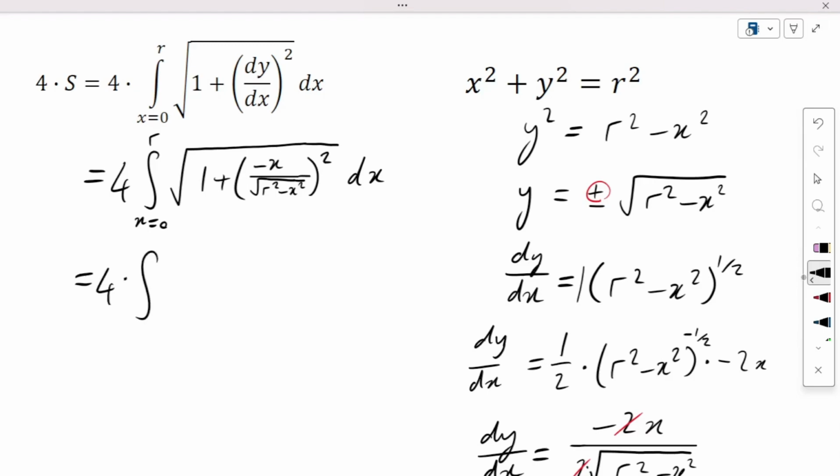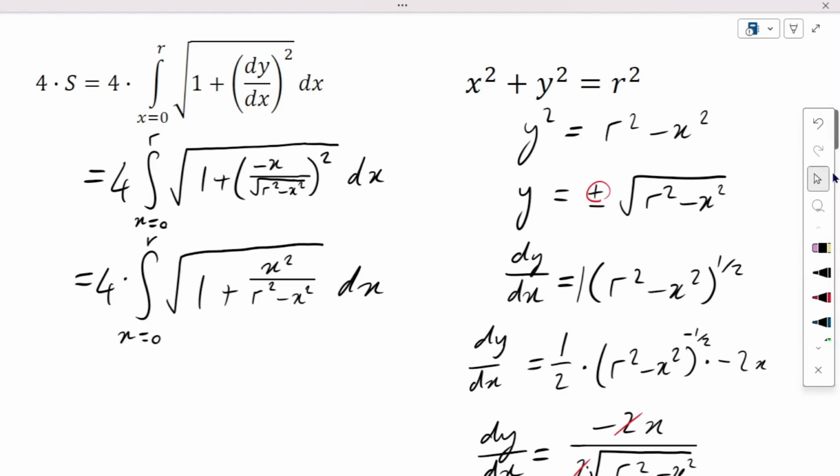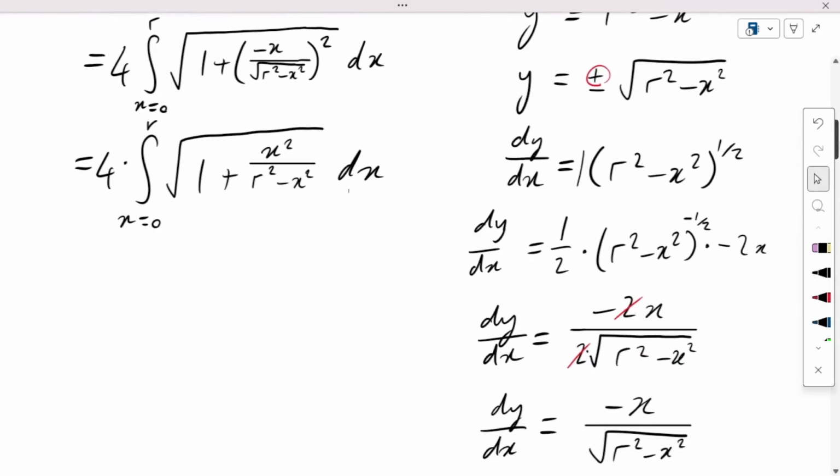This is 4 multiplied by the integral from 0 to r. And then we're going to have the square root of 1 plus, we're going to square this entire bracket here. So therefore, negative x all squared is equal to x squared divided by r squared minus x squared. Being squared, the square root just falls away. So this is going to be r squared minus x squared. This is dx with respect to x. Great stuff. And now from here, we just continue going.